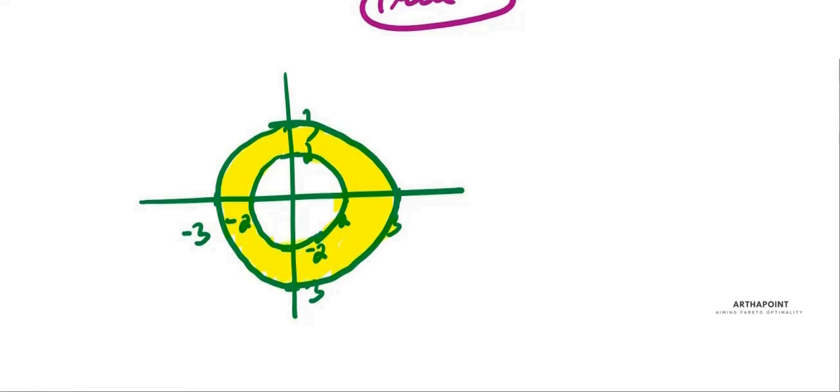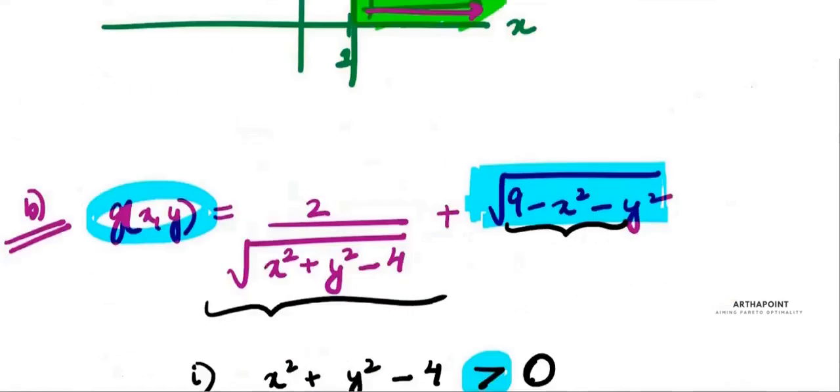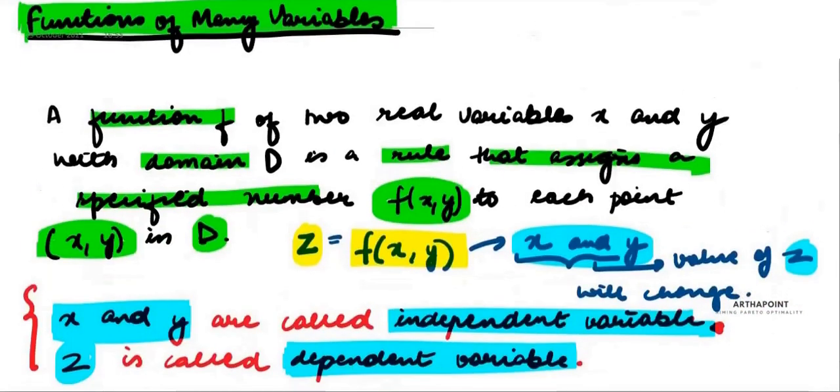Not including this thing. This becomes the domain. So to find the domain, the process remains the same. Nothing is changing there. You just have to find for what values of x and y the function is defined. Earlier, I was finding for what values of x my function is defined. Now I'm just saying for what values of x and y my function is defined.